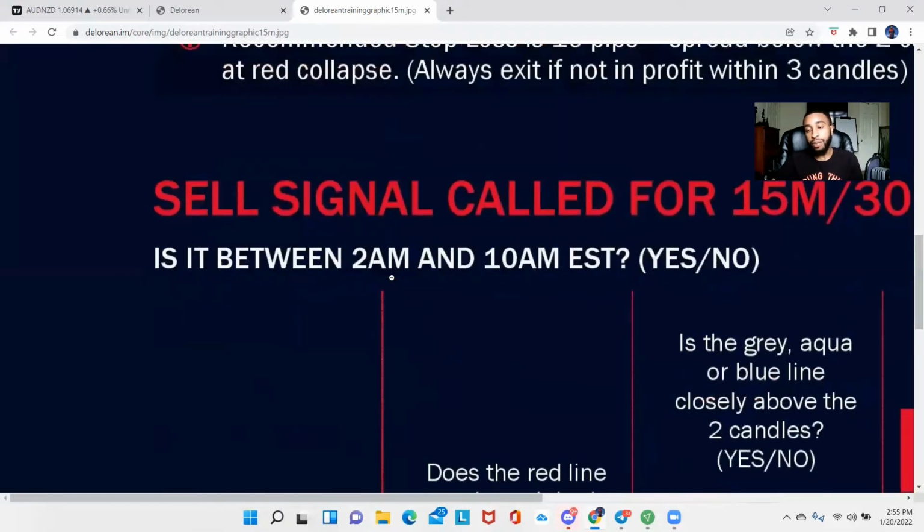Now, the most important thing to pay attention to with this strategy, if you're trading the 15-minute through the 1 hour, it's going to be the time of day that you're taking the trade, right? So the first question is, is it between 2 a.m. and 10 a.m. Eastern, right? I'm Central. So for me, that would be 1 a.m. to 9 a.m. We can actually answer that question.